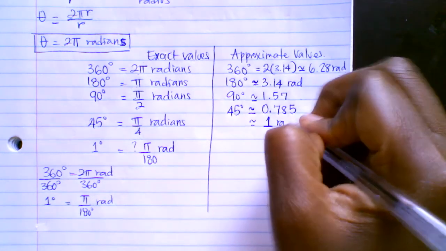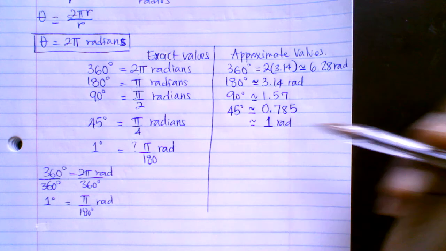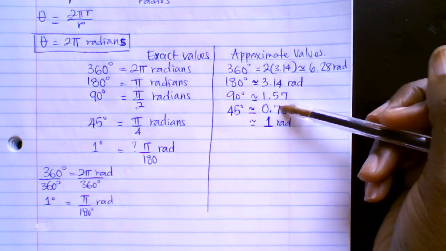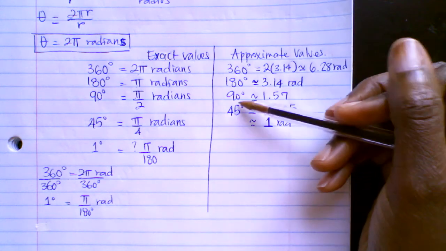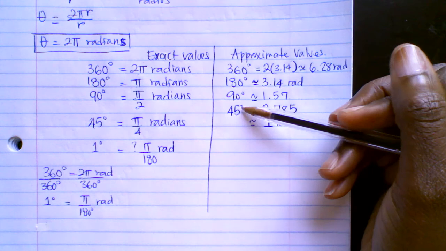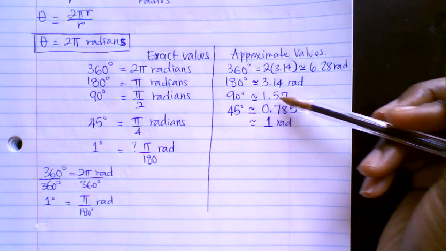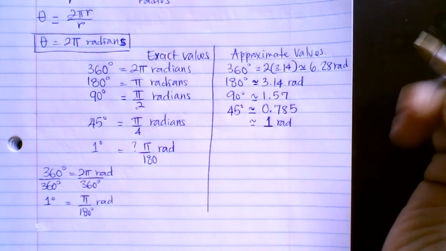Now, what if I want to figure out what 1 radian is equivalent to in degrees? What is 1 radian equivalent in degrees? I know the degree should be between 90 degrees and 45 degrees, because 1 radian is between 1.57 and 0.785. So let's figure it out.